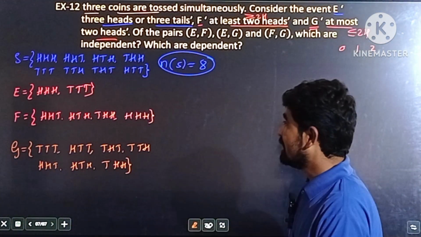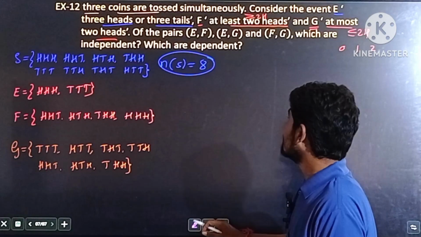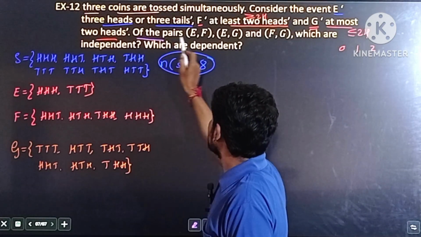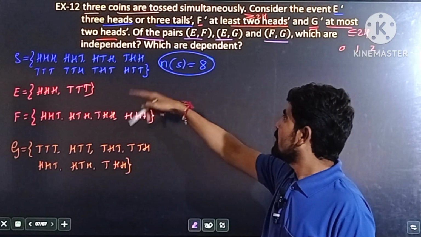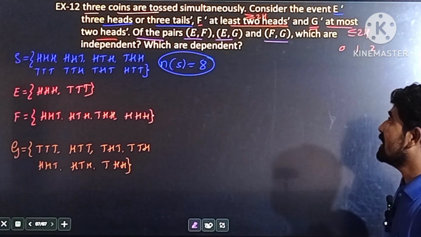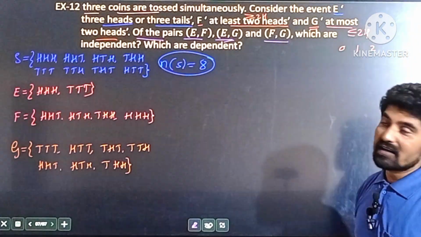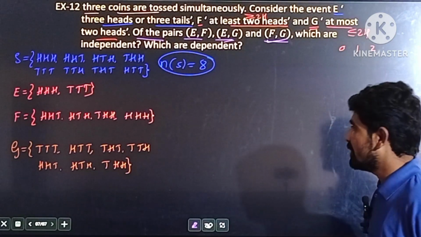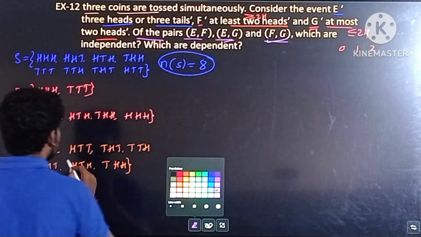So we write all E, F and G events, and the question is, of the pairs EF, EG and FG, which are independent and which are dependent. So we need to identify whether E and F are independent or not, and E and G are independent or not, and F and G are independent or not. So first we need to identify probabilities of all these three events.